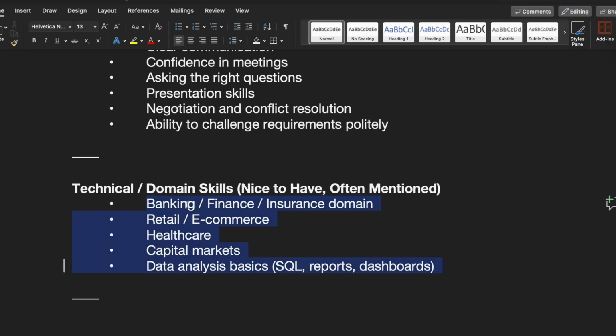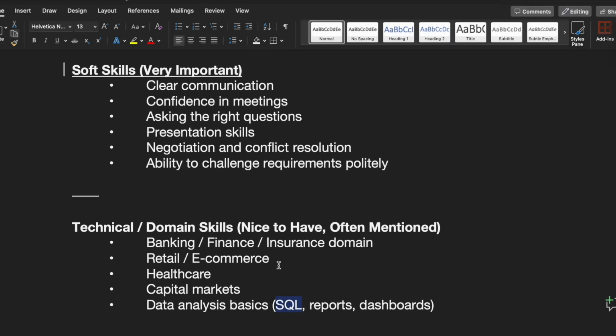So these soft skills, don't worry, I'm going to send you everything. That's why instead of typing, I put it in this Word document. I'm going to send it out to you all, everything.